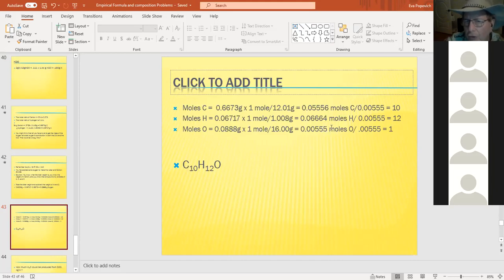I divide the oxygen into the carbon. I get carbon's ratio is 10:1. I divide the oxygen into the hydrogen. I get the hydrogen ratio of 12:1. So my empirical formula is C10H12O.